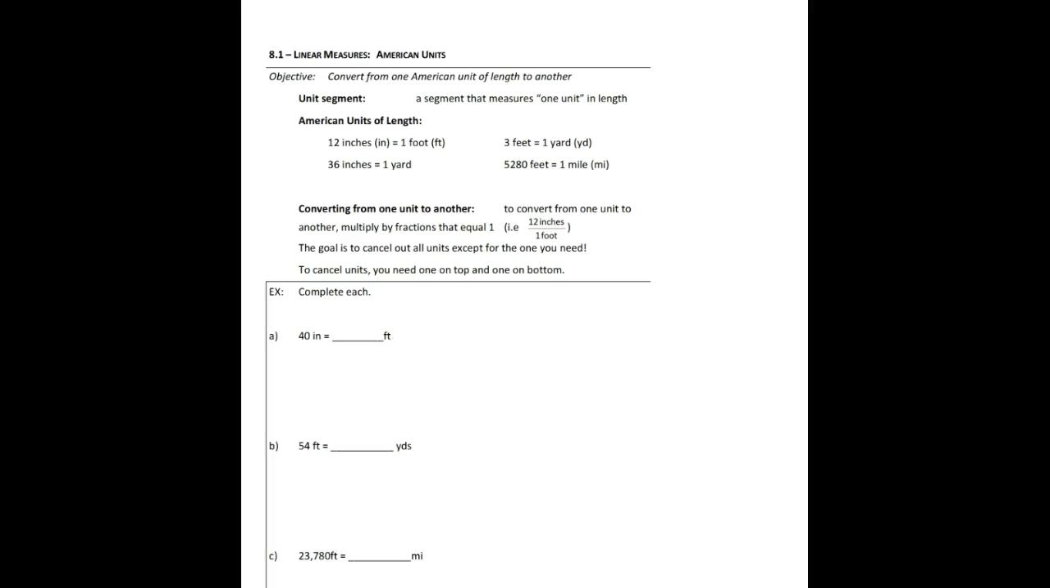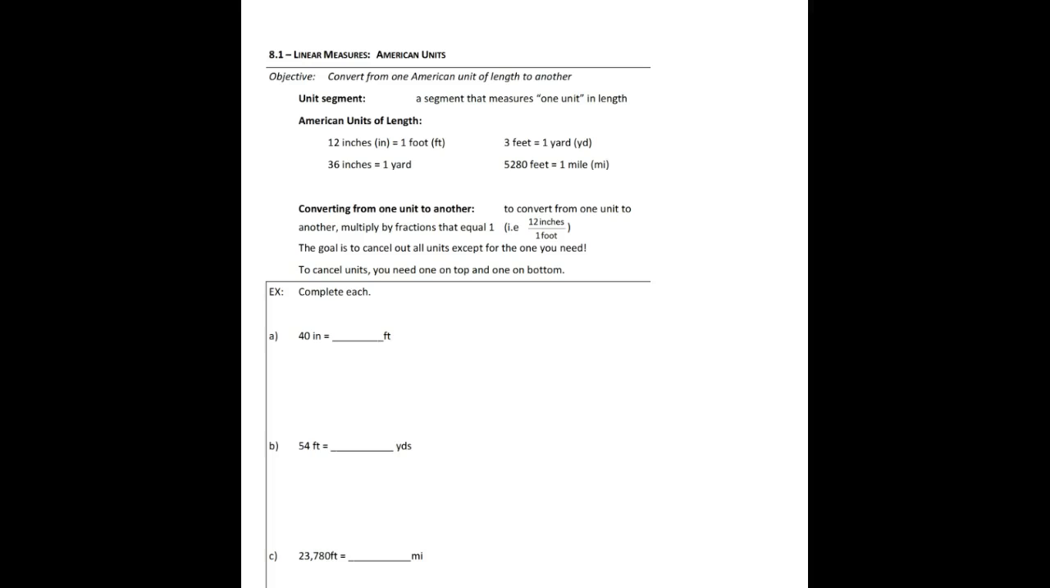The American units of length that we are looking at here are, of course, inches, feet, yards, and miles. And I show you some conversions there, like 12 inches in 1 foot, 3 feet in 1 yard, similarly 36 inches in 1 yard, and 5,280 feet in 1 mile.